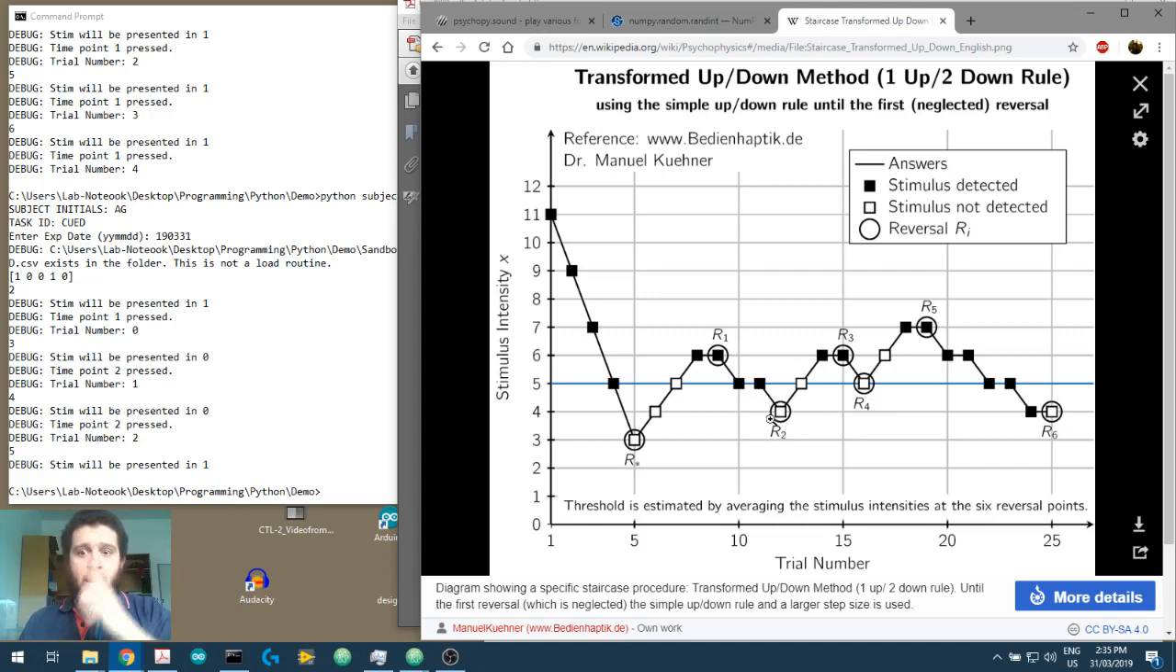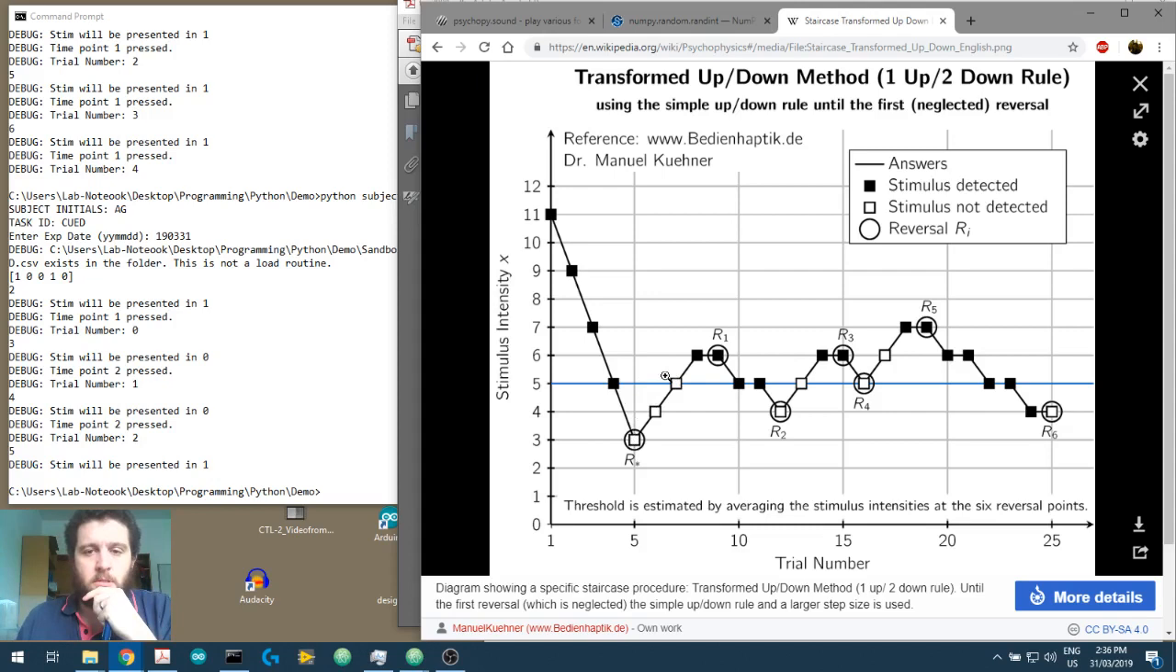Ah, here we go. What do I mean by the step size? Have a look at the difference in intensity between each successive trial. In this first phase, the step size is 2. So step size down is 2. And then step size when we go up in intensity is 1.